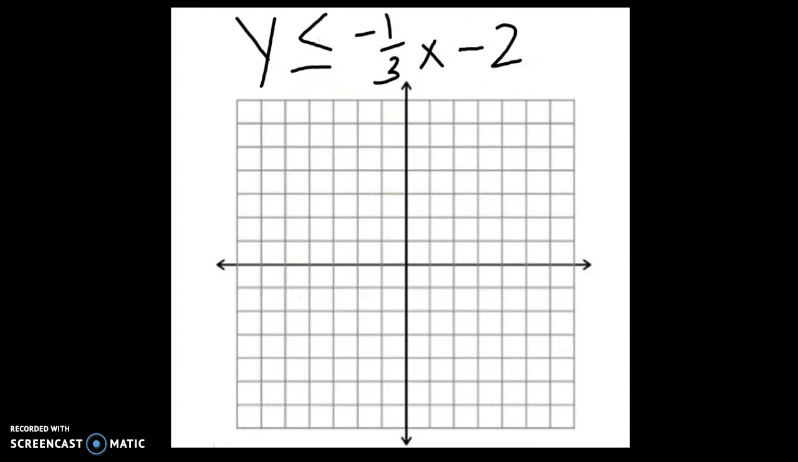We can see in this example we've changed some things around. This time I have a less than or equal to sign. My y-intercept this time is -2. My slope is -1 over 3. So let's start by graphing the first point, which would be at -2. Then I'm going to go down because I have a -1 over 3. So I'm going to go down 1 and to the right 3. And I can do this the other way. I can go up 1 and over 3.